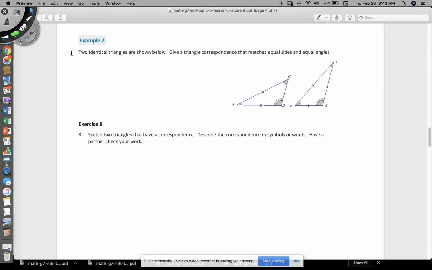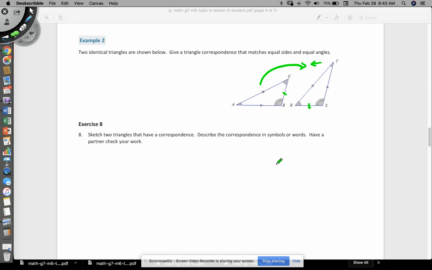Give a triangle correspondence that matches the equal sides and equal angles. So again, here's where these tack marks come in. Now this one's nice because I don't have 3 that are all corresponding. You can see that this one tack mark matches that one tack mark, which means whatever the length of CB is, that's the same length as RS, which means this image has flipped up and then turned that way. So it's been stood up and then flipped around.